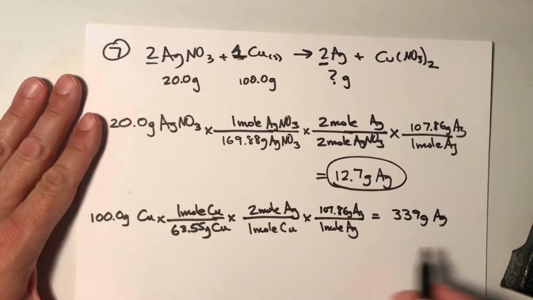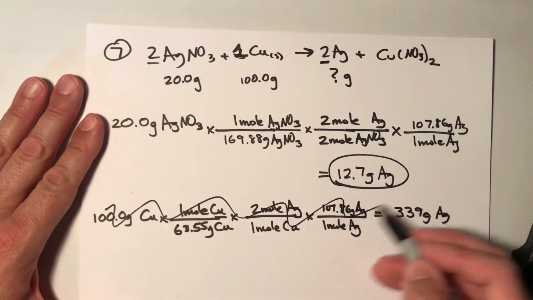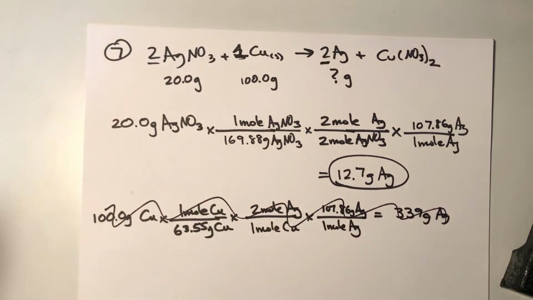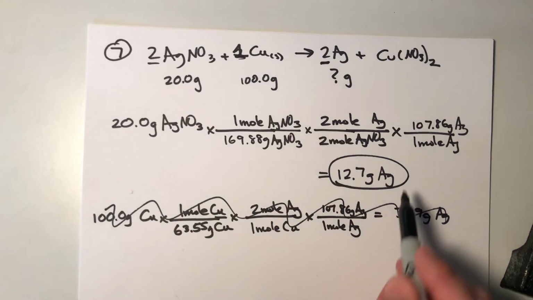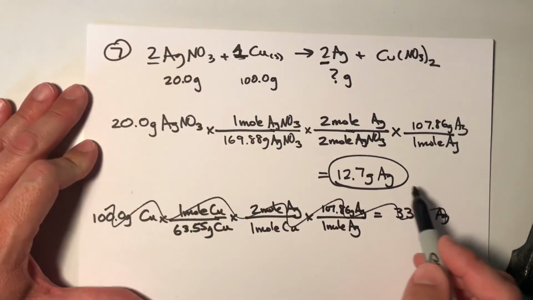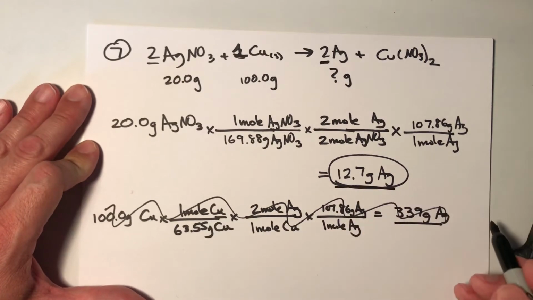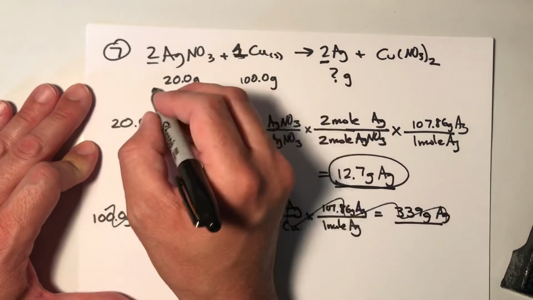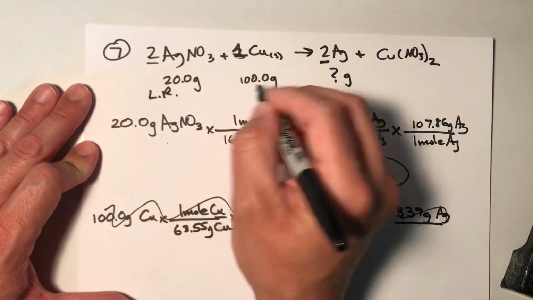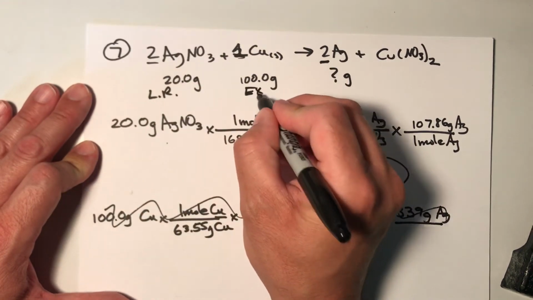All right. So now we don't have to worry about this calculation anymore. It's done. It's just a test to see how many grams of silver are going to get created. And it's always the smaller of the 2 values that determines the amount. So we now know that silver nitrate is our limiting reactant. We know that copper is our excess reactant.